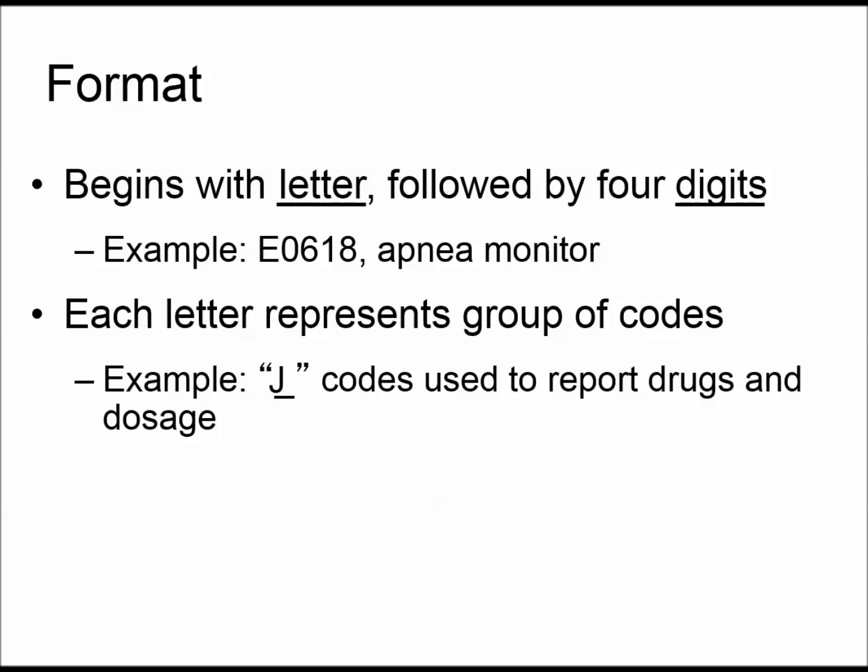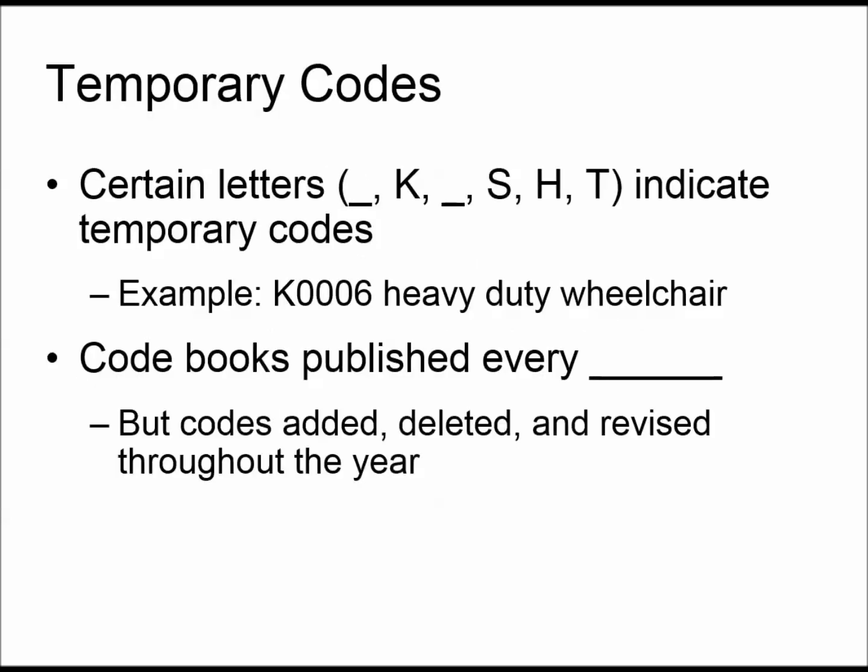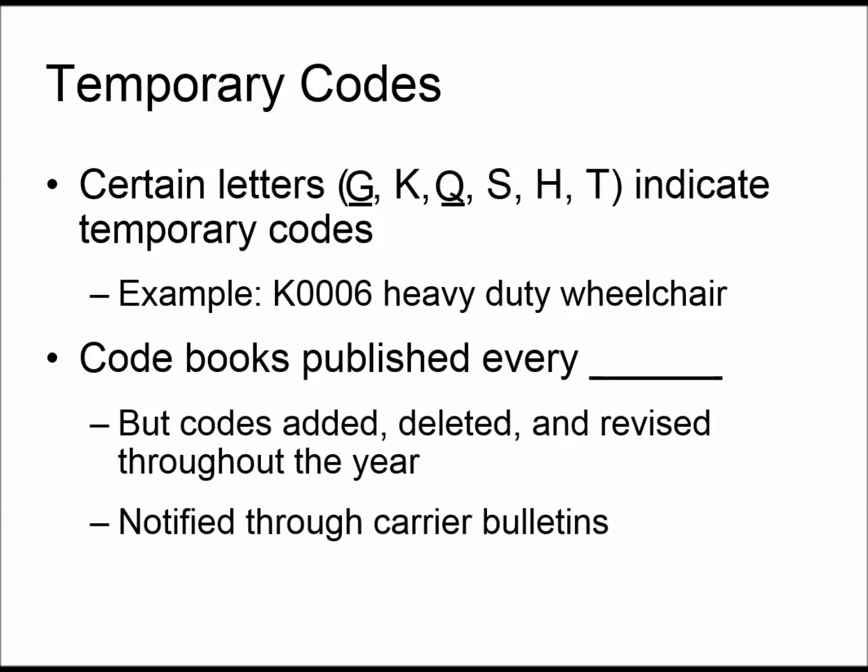Now, the first digit of a national code is a letter, and it can go anywhere from A all the way to V, and each one of them is going to have a meaning of some sort. Temporary codes would be some of the letters like G, K, Q, S, H, T. Those are all temporary codes. An example would be K0006 heavy duty wheelchair. So maybe it's going to just be used temporarily. Code books are published every January, but codes are going to be added, deleted, or even revised throughout the year. And so you would be notified through the carrier bulletins, carrier meaning the insurance carrier would actually give you those updates.